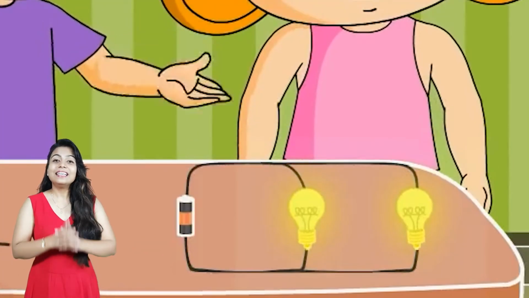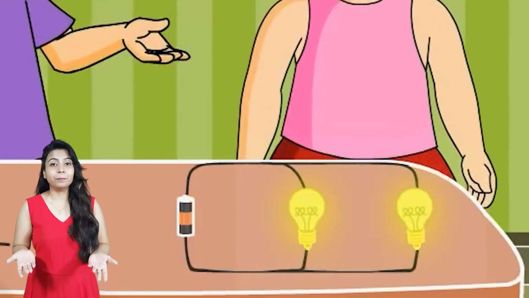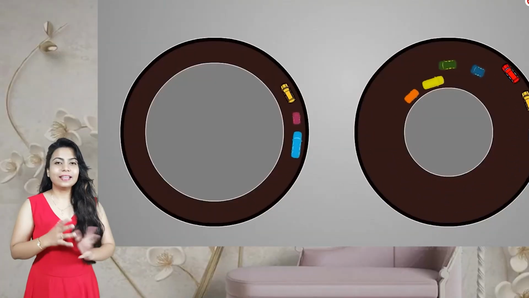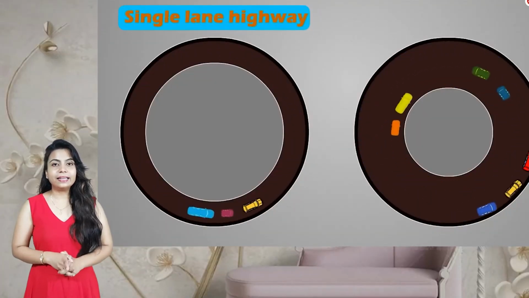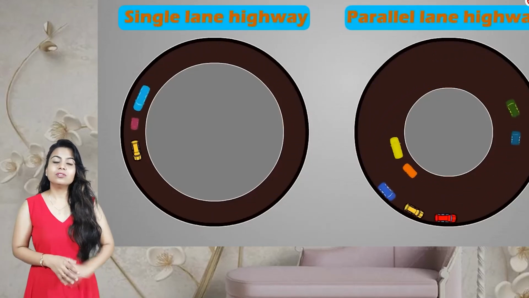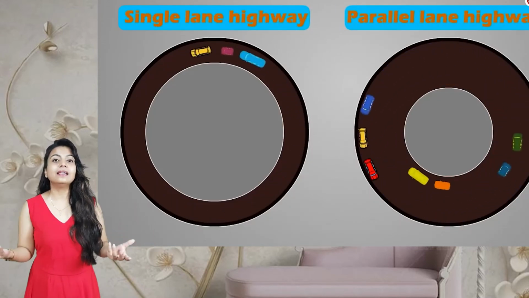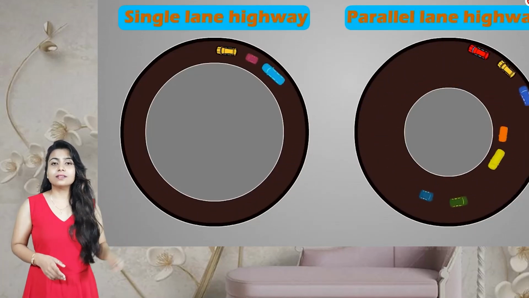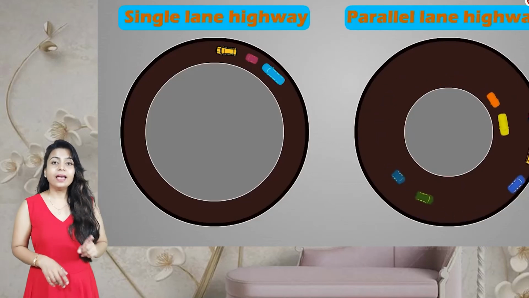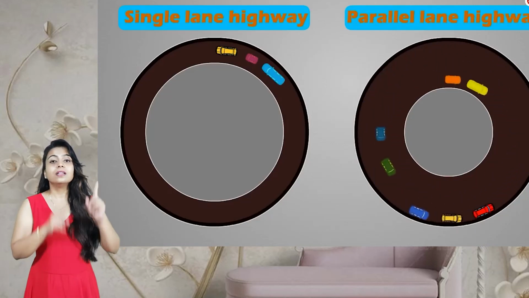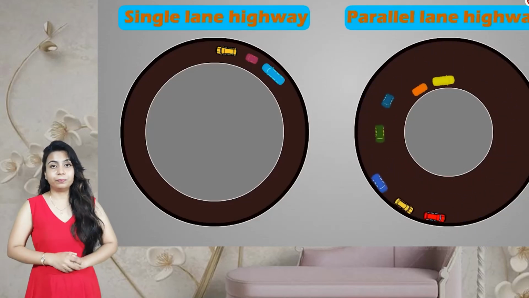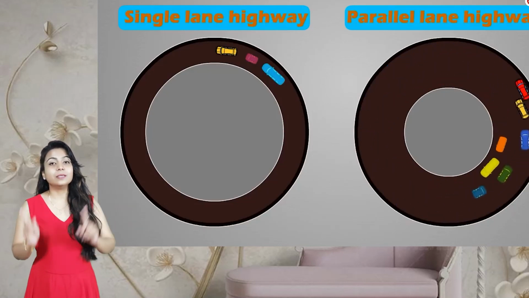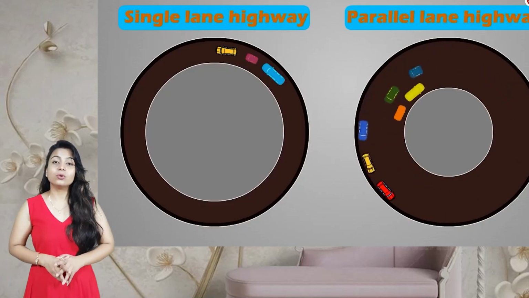Now let's understand it better by one more example with the help of a single lane and parallel lanes. Look at the example here. Here is one single lane and one parallel lane. Suppose the single lane is your series circuit and the parallel lane is your parallel circuit. In case of the single lane, all the cars are moving in a single lane, and if one car stops, the other cars also come to a stop. But in case of parallel, if one car stops, still other cars keep on running. It doesn't make any difference to other cars.